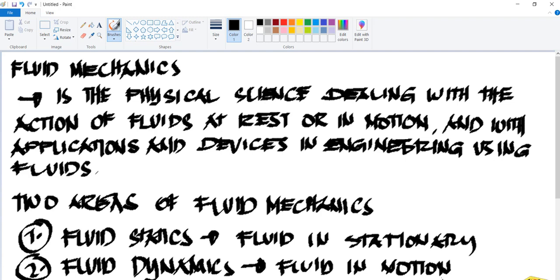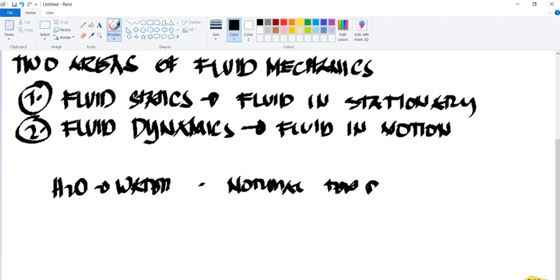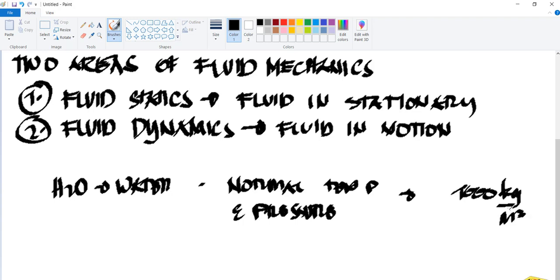So for example, water, H2O, at normal temperature and pressure. Its properties, usually its weight, that is the density. Later on we'll talk about the density. Its weight is usually 1,000 kilogram. The density will be 1,000 kilograms per cubic meter. So that will be the density of water.